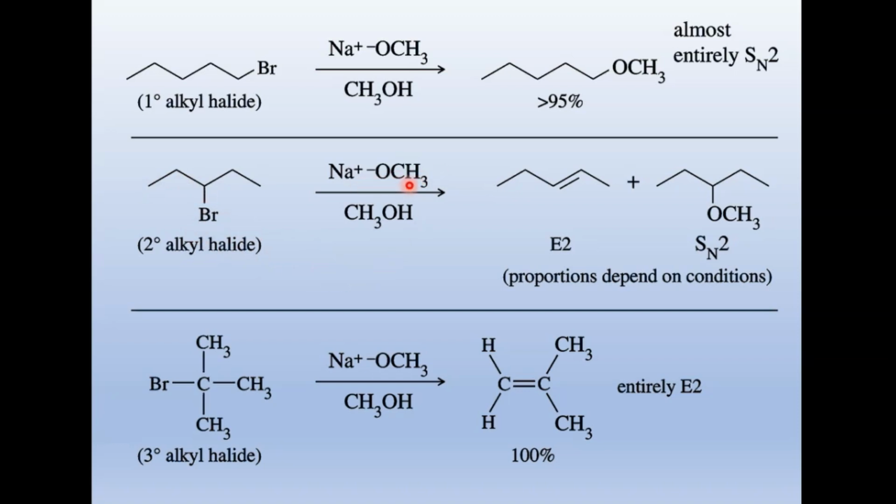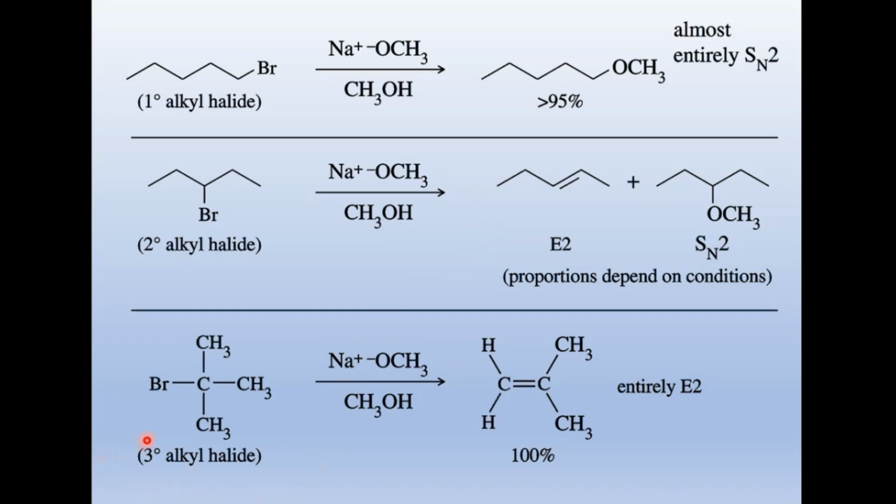Now we have a secondary alkyl halide. We still have the strong base. A little harder for this thing to slam into here and for this thing to leave, but it still occurs. So here's the ether product, which we got from an SN2 reaction. Now this thing can come along here and pull a hydrogen off, and this would leave, putting the double bond there. So we'll see both an E2 product and an SN2 product. And under more heat, we might be able to favor one or the other. Previous slide said heat favored the alkene.